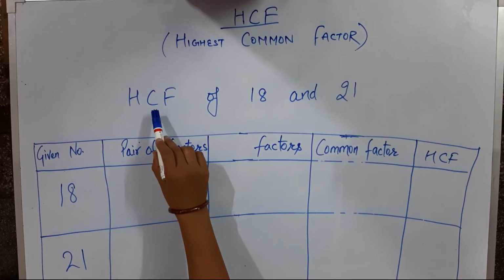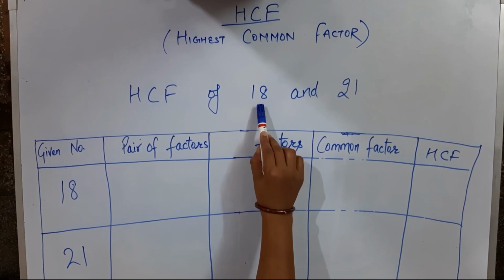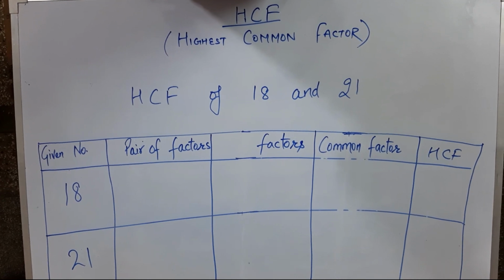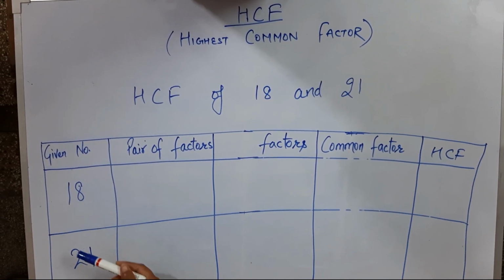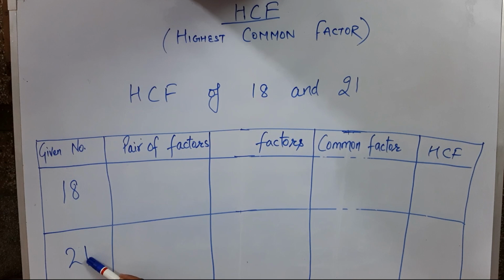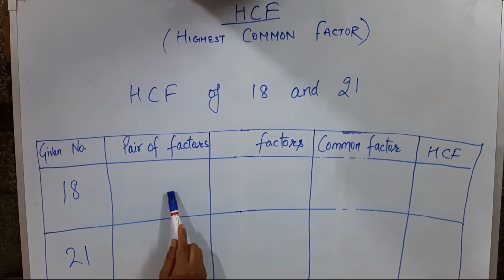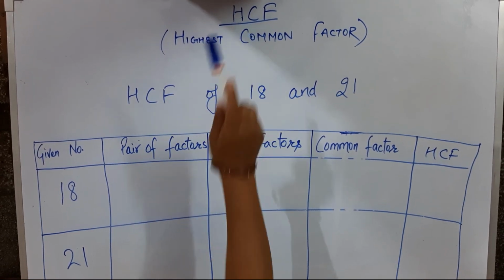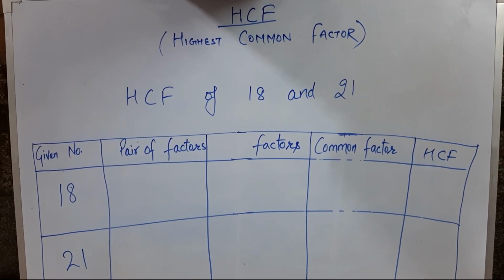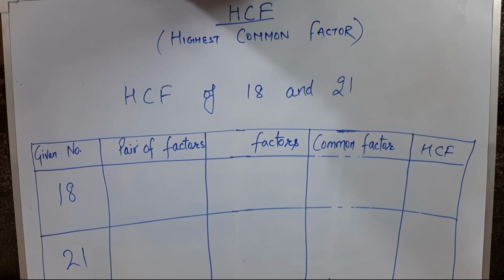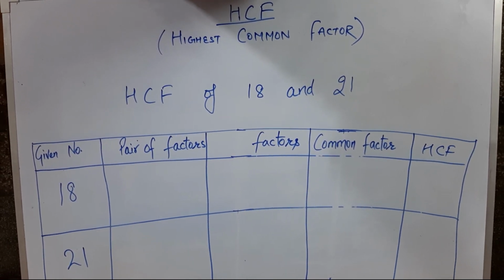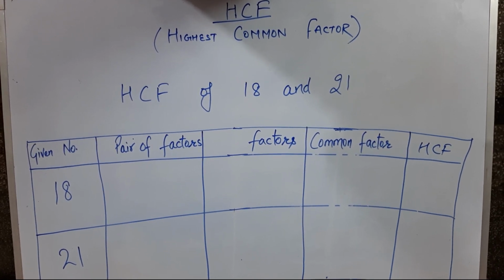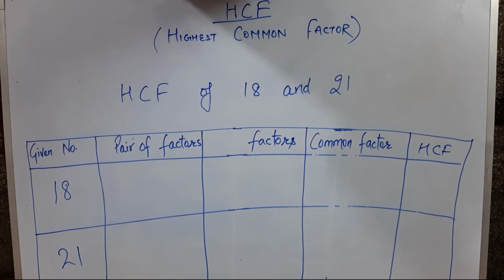Now let's find the HCF of two numbers, which are 18 and 21. First of all, we have two given numbers, 18 and 21. We will find the factors of these two numbers, and from these factors we will find the HCF. So kids, one more thing for you. First of all, learn the tables. For doing HCF you need to learn the tables first, so please learn your tables.